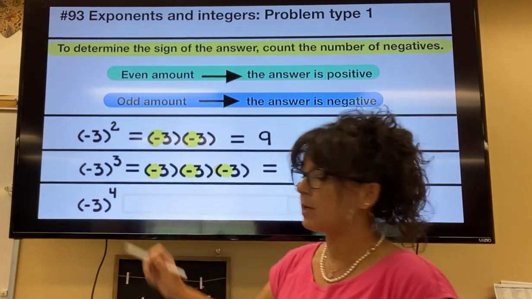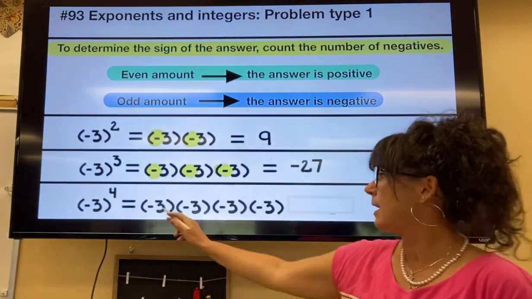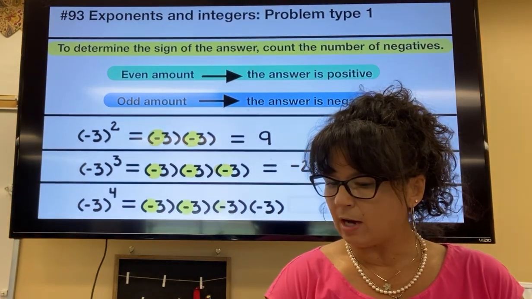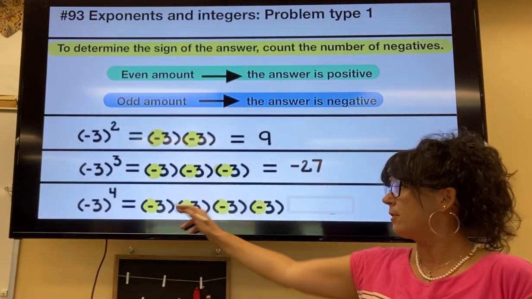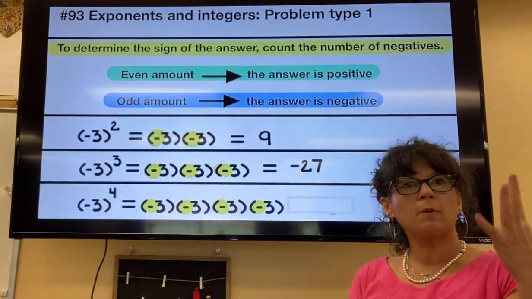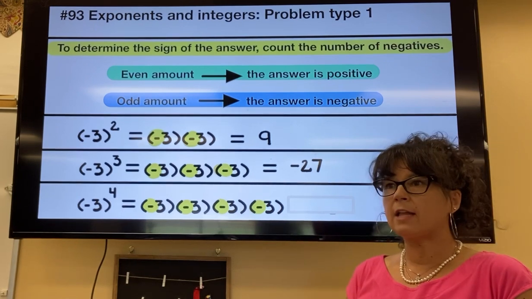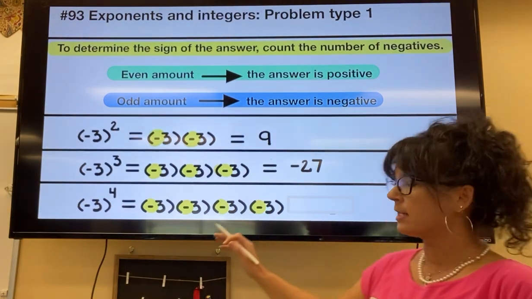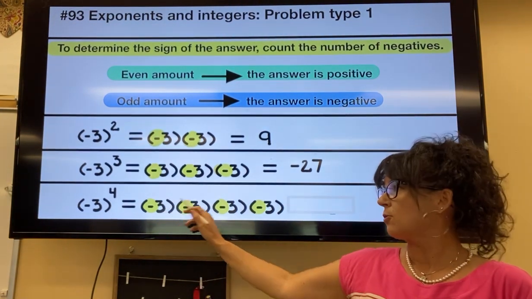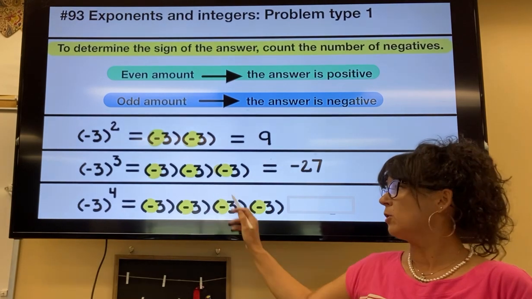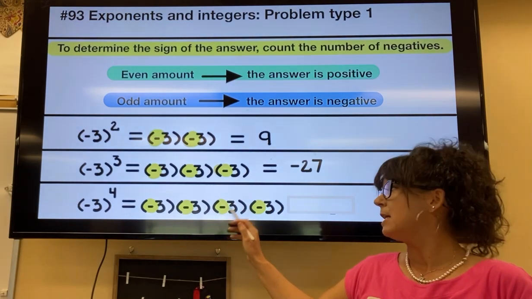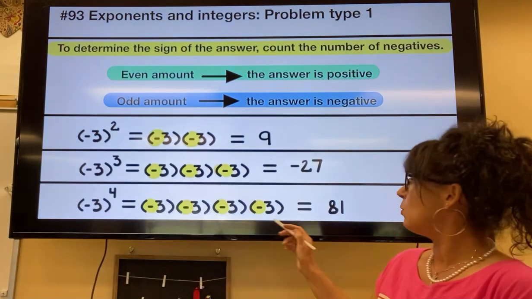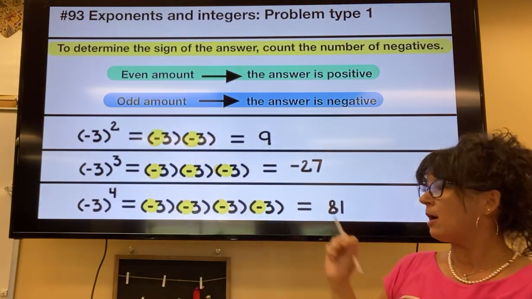If I do -3 to the fourth power, -3 times -3 times -3 times -3, the first thing I do is count how many negatives there are, and there's 4 negatives altogether. The number 4 is even, so my final answer is going to be positive. Then let's just multiply these numbers together. 3 times 3 is 9. 9 multiplied by 3 is 27. And 27 multiplied by 3 is 81. So I have positive 81 because there's an even amount of negatives.